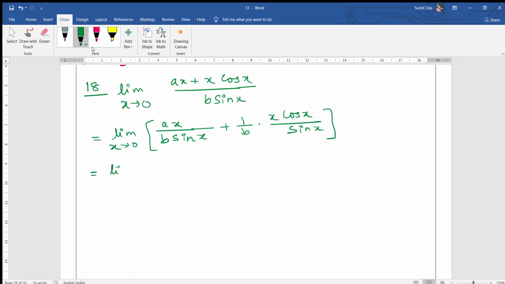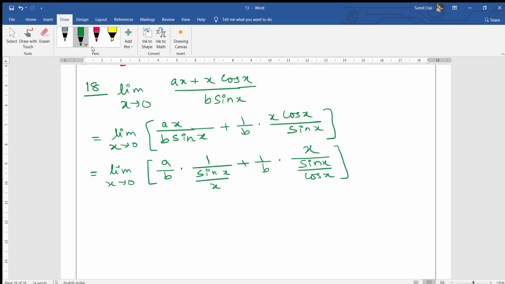Next line, limit x tends to 0, a by b, I'm writing 1 by sin x by x. Always the numerator can come to the denominator of the denominator. Here I'm writing 1 by b into x, I'm remaining same, it will be sin x by cos x. X I will take on the next step.